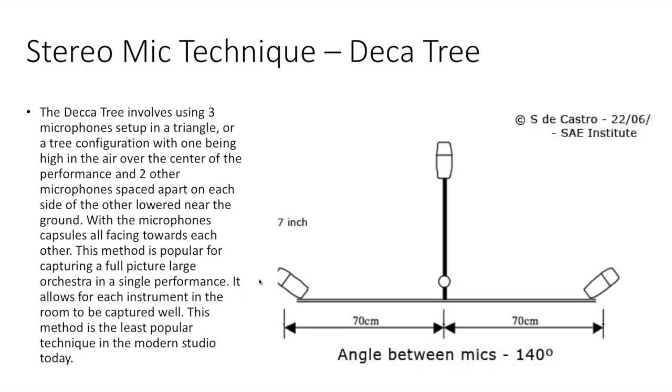Then the least popular but one of the oldest methods is the Decca tree configuration. The Decca tree involves using three microphones set up in a triangle or a tree configuration, with one being high up in the air, like this one, over the center of the performance, and two other microphones spaced apart on either side, and the other one lowered near the ground, with the microphone capsules all facing towards each other. This method is popular for recording a full picture of a large orchestra in a single performance. It allows each instrument in the room to be captured well. This method is the least popular technique in the modern studio today.